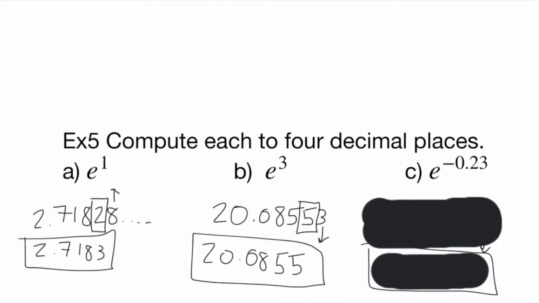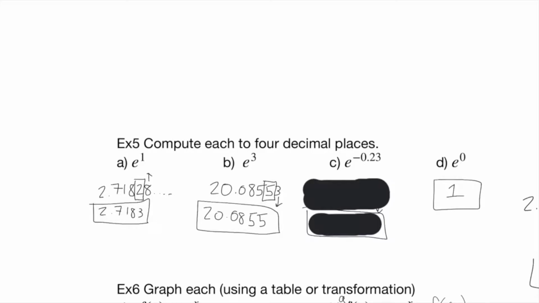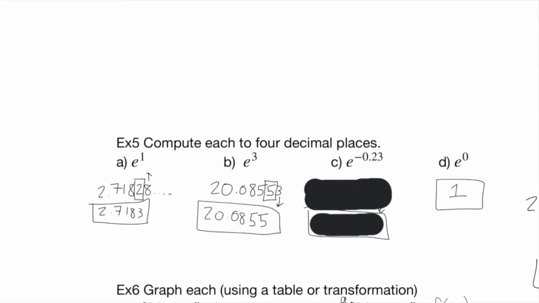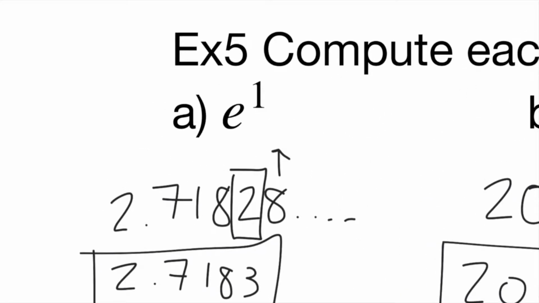So most calculators have e. The iOS iPhone calculator app has e. And if you type e and just hit enter, you'll get e to the first power, and it'll give you 2.7182818. And then you have to round it.